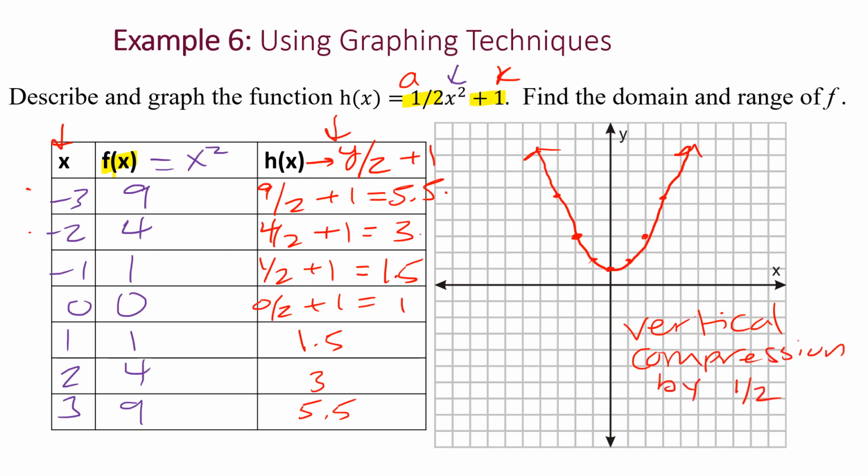What else did we do? What did the +1 tell us we did to our parent function? Shift. It was a shift up 1. Okay, because of this, our domain is still what? All real numbers. You were getting there. I felt it in your spirit. And our range now, where does our range start? What is our lowest y value? 1, and continues to infinity.